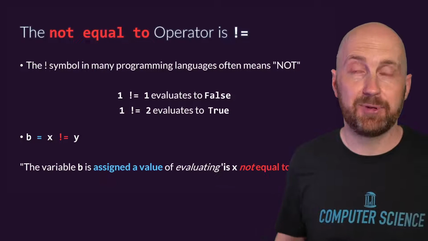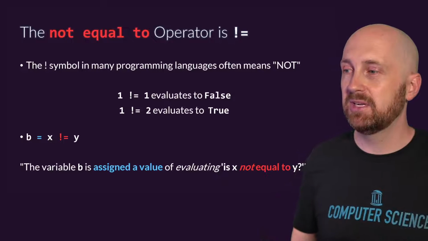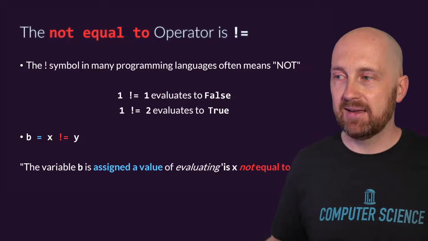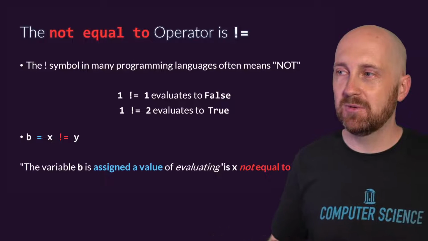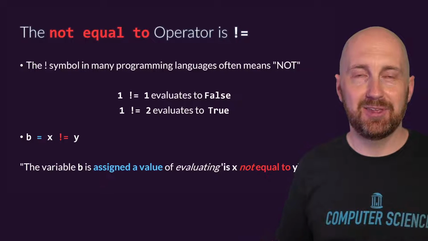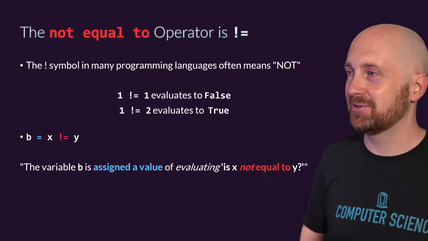In fact, it's just the opposite of it, right? So rather than two equal symbols, it's the exclamation point followed by a single equal symbol. And it has the inverse effect, right? I don't want to over-explain this one. You all are sharp. This one will return the opposite of what the equal to operator returns.